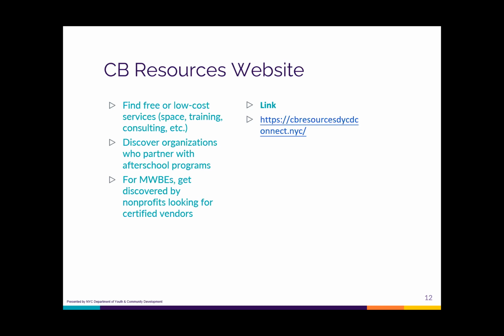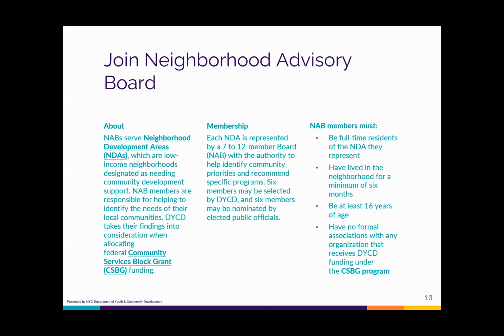But we do require that vendors be in the PIP system, which is what you need in order for nonprofits that are looking for vendors to easily work with. So you have to be in the Payee Information Portal. If you want more information on that or how to get listed in this directory, you can email me and I'll let you know how to do that. And then finally, my colleague is going to share with you about the Neighborhood Advisory Board. So Anita, you want to take it from here?